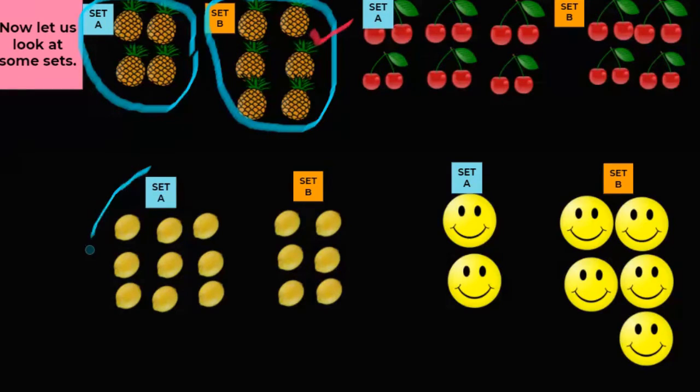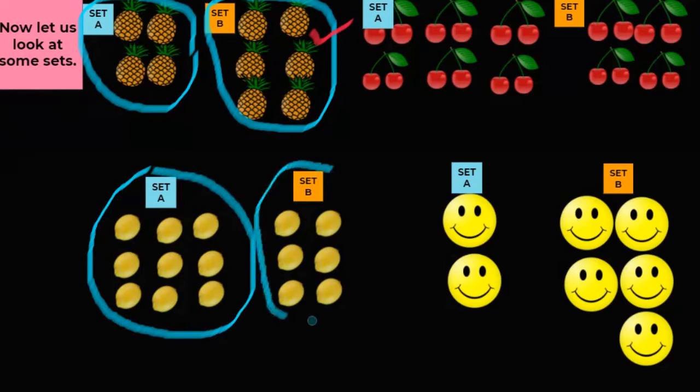Let's look at the lemons. In set A, we have 9 lemons. In set B, we have 6 lemons. But we want to find the set that has the greater amount. The set that has more. Is it set A with 9 or is it set B with 6? 9. Set A has more. Set A is greater than set B.